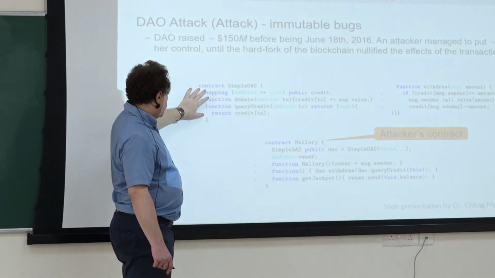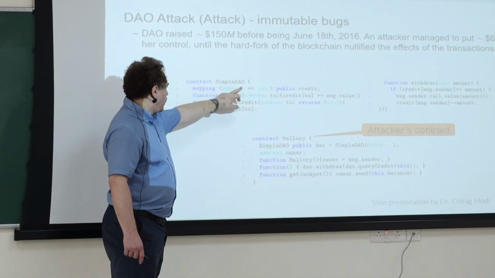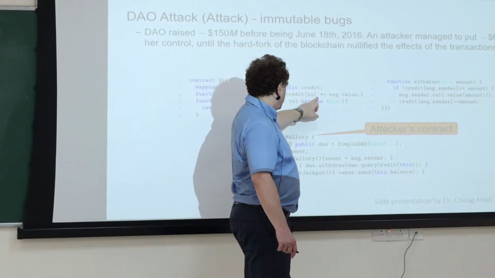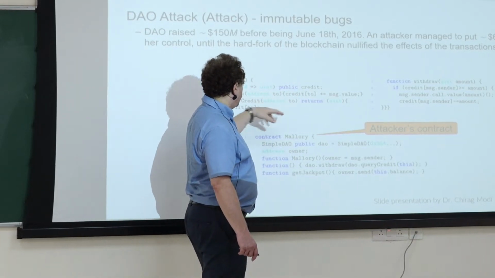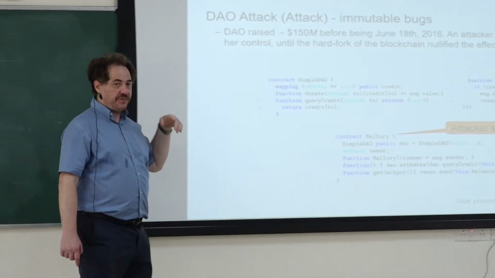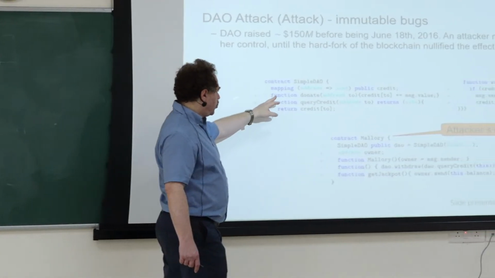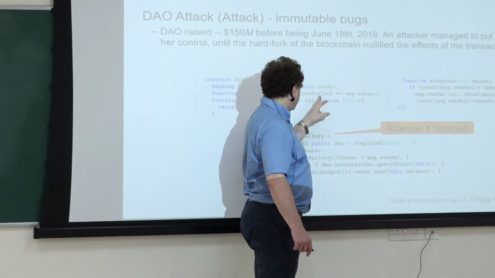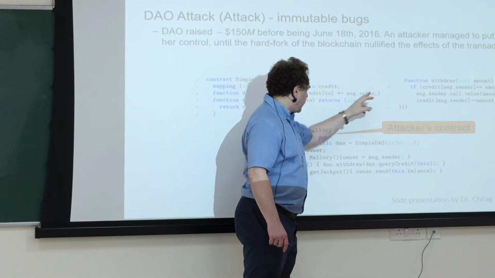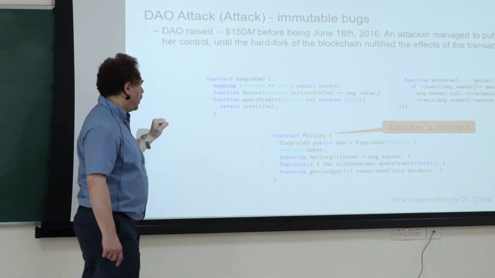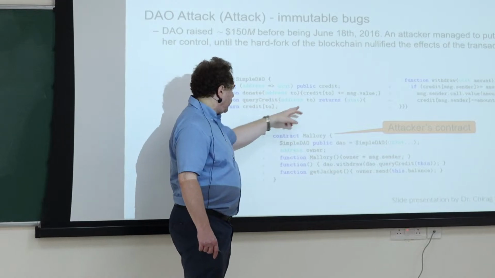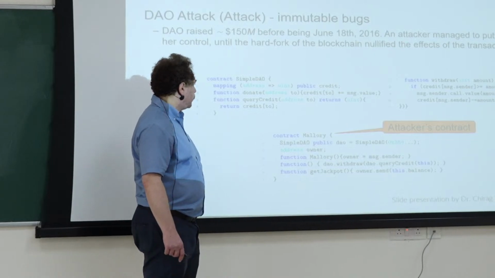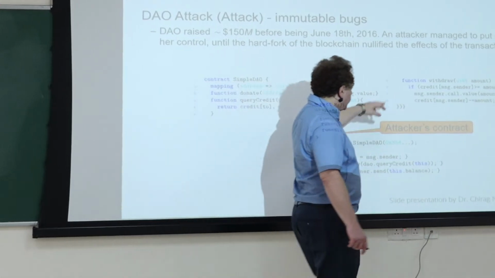Okay, this is the gist of the DAO. Contract SimpleDAO, and you can donate funds to the DAO, in which case it manages an account for different participants, right? So if you donate to the DAO, then the account would get increased by the value. And there is a query which just returns the current value of the credit. And then there is a withdraw function.